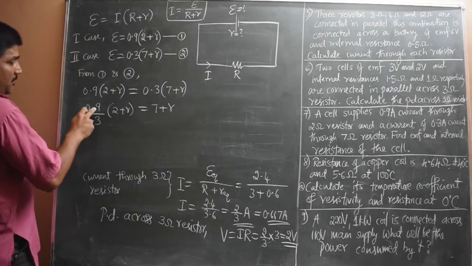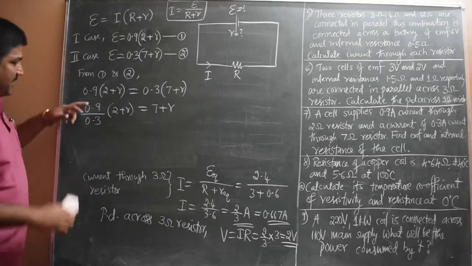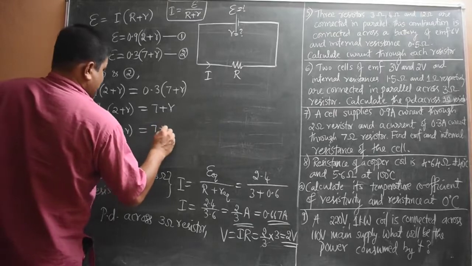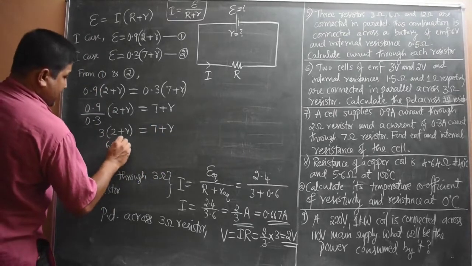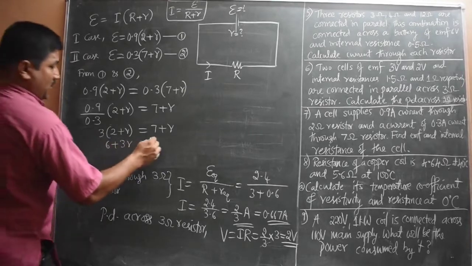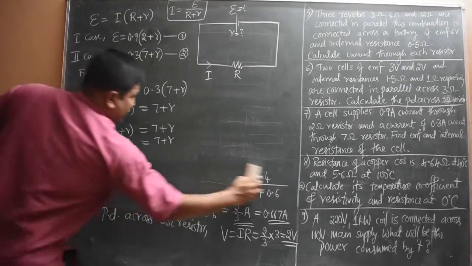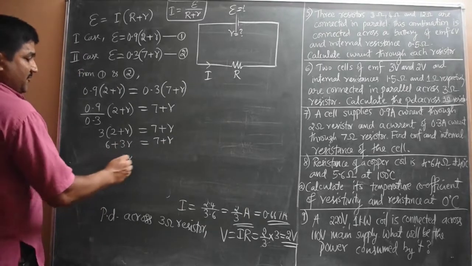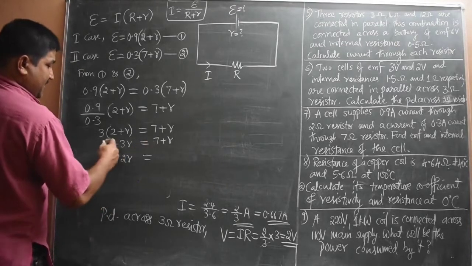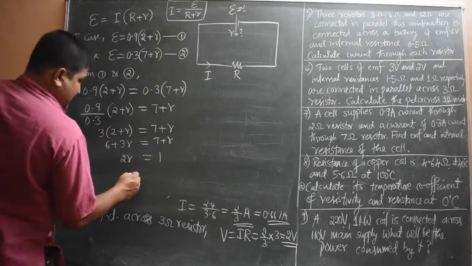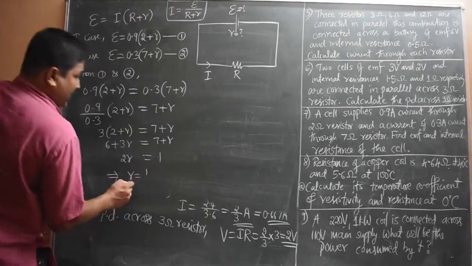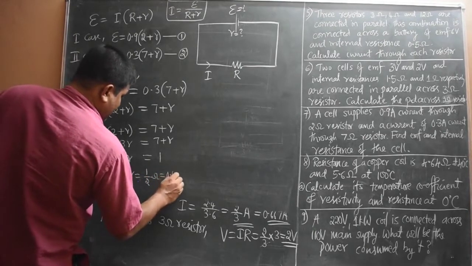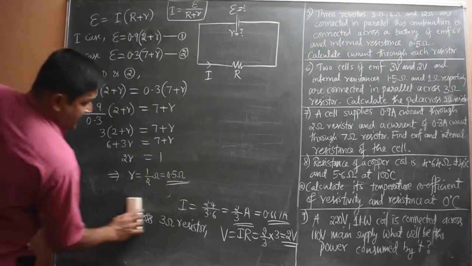Now 0.9 by 0.3 is the same as 9 by 3. 9 by 3 is 3. So 3 into (2 plus r) equal to 7 plus r. Now expanding, 6 plus 3r equal to 7 plus r. Now bring r this side: 3r minus r, simplified, is 2r. Then take 6 that side, 7 minus 6 is 1. This implies internal resistance of the cell R is 1 by 2 ohm, equal to 0.5 ohm. So this is the internal resistance of the cell.